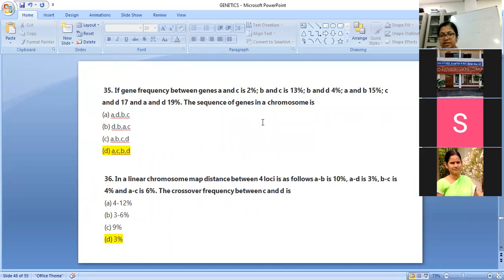Is my screen visible? Yes, madam, visible. You are sharing screen of screen sharing. Yes, madam. Hello. Yes, madam.